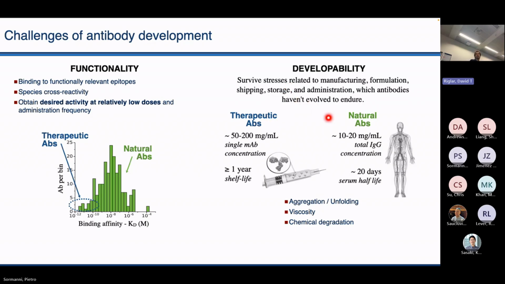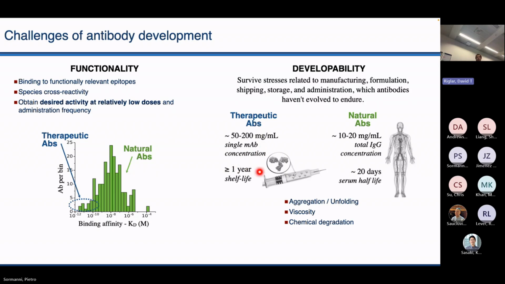If we look at natural antibodies, the total IgG concentration in the serum is around 10 to 20 milligrams per ml, and the half-life in our body is around 20 days. But a therapeutic antibody must be formulated, if you want to go for subcutaneous delivery, which is the most convenient from the point of view of the patient, at least in the 50 to up to 200 milligrams per ml, and this is a single monoclonal, it's not a mixture of IgG. And the shelf life needs to be at least 1 year.